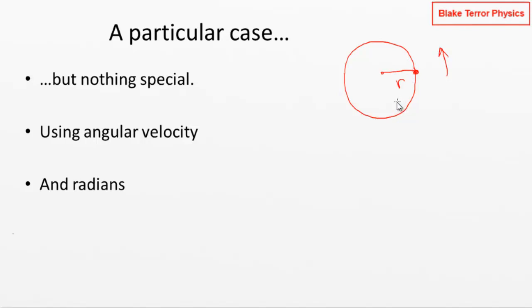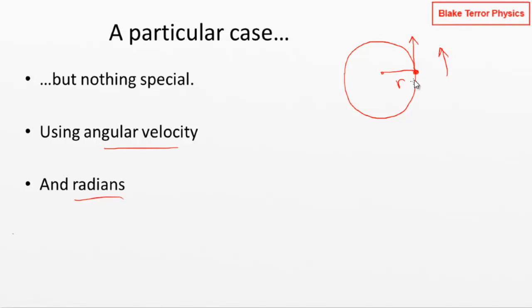Right, so how are we going to go about analysing this? You'll see here I've mentioned a couple of things. We've got angular velocity and we've got radians. So up until now, we've just been looking at this linear velocity, or a speed or something like that.